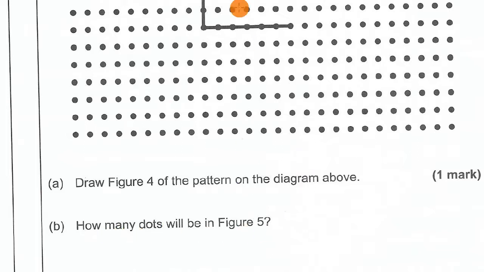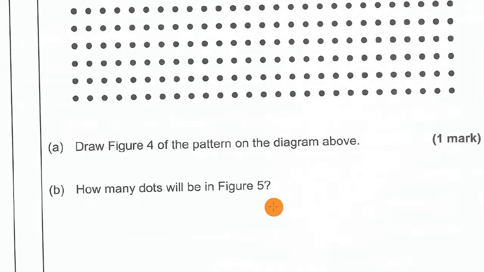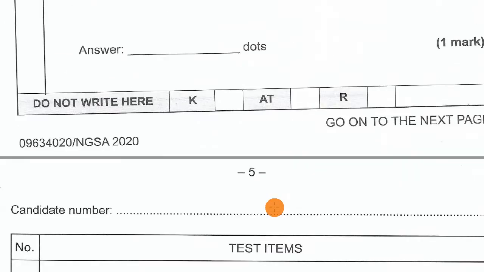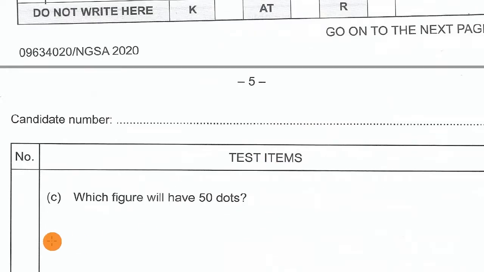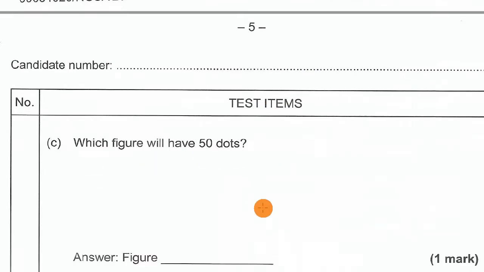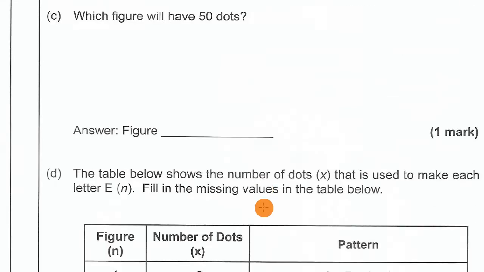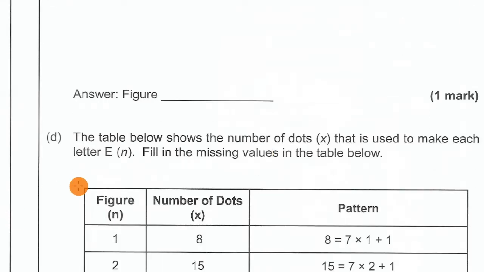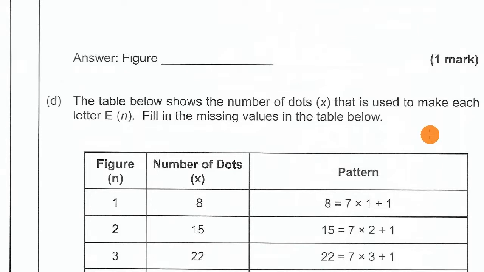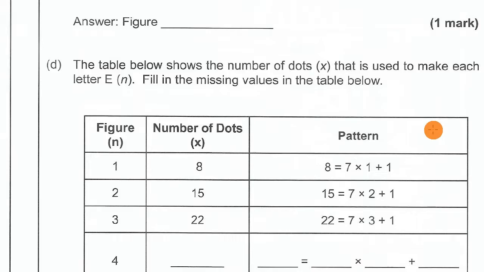Then because of your recognition of the pattern, you'll be able to say how many dots will be in figure 5. And in part C, you'll be able to answer the question which figure will have 50 dots, and so on. So I'll take you step by step through the problem. Part D, the table below shows the number of dots X that is used to make each letter E. Fill in the missing values in the table below.